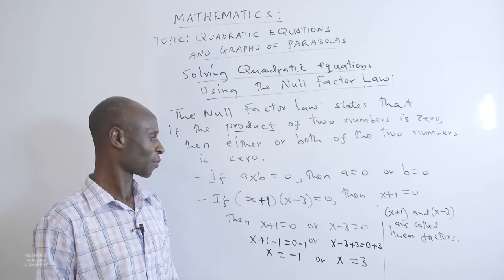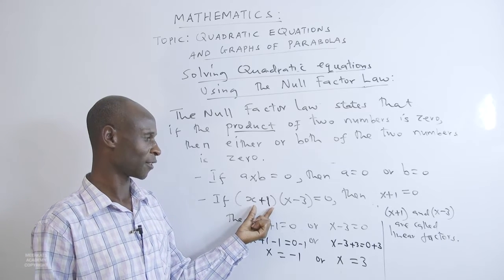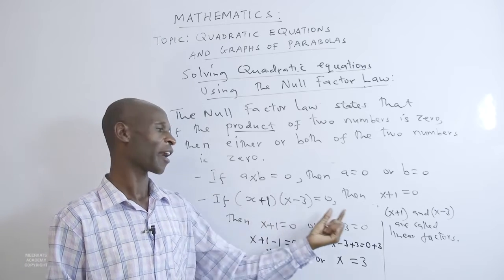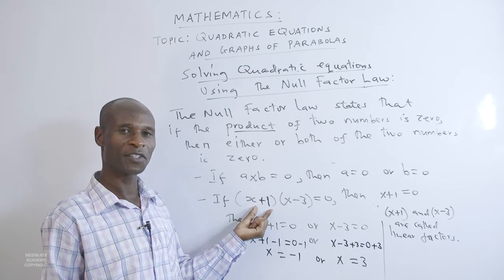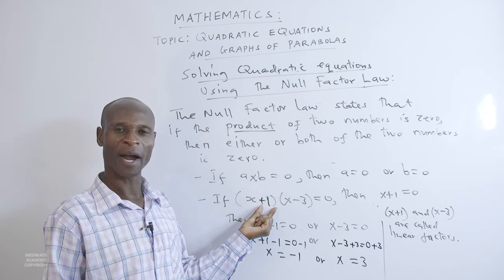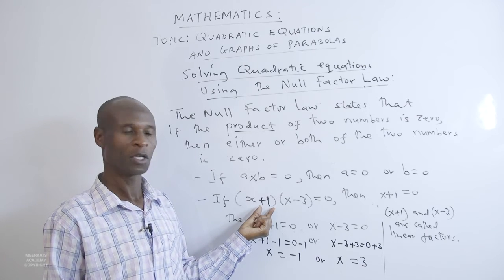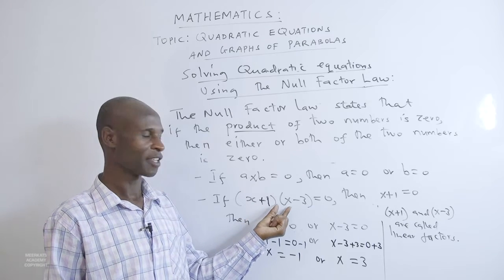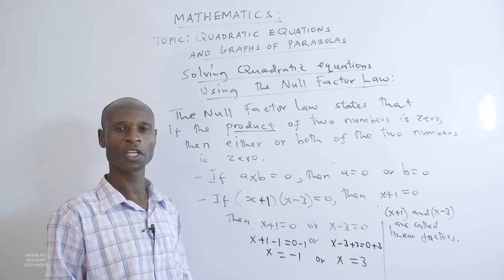quadratic equations. What happens when we expand these two linear factors? So x plus 1 and x minus 3 are called linear factors. So we can expand this by opening the bracket to obtain the original quadratic equation. So class, try to expand x plus 1, x minus 3, and obtain the corresponding quadratic equation.